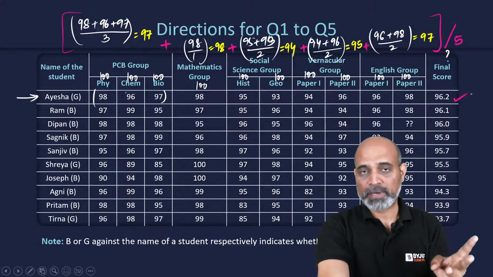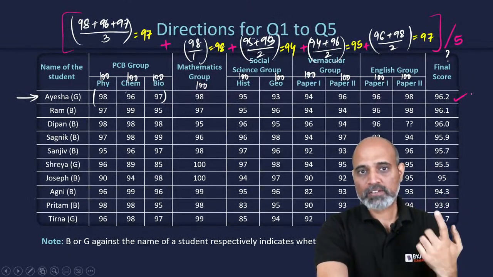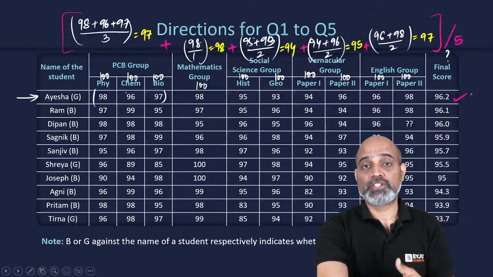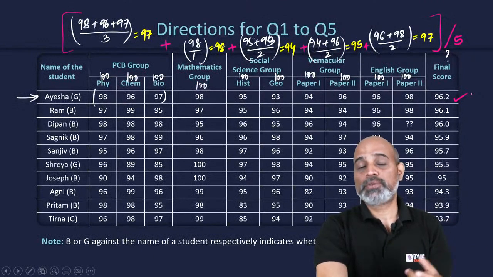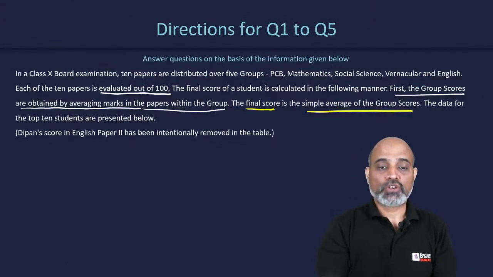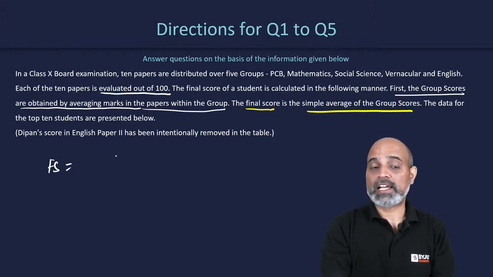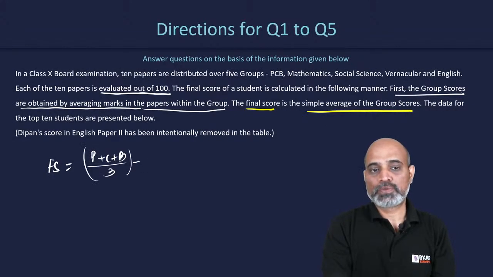So basically there are 3 parts of the PCB group: physics, chemistry, bio. Maths, there is only 1. For social science, there are 2, history and geography. For vernacular, there are 2, and for English, there are 2. So if I want to say what the final score is, the final score calculation will be: physics, chemistry, biology score divided by 3. This is the group score. Mathematics by 1.